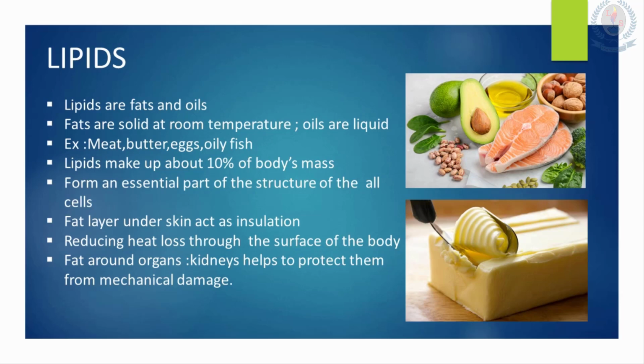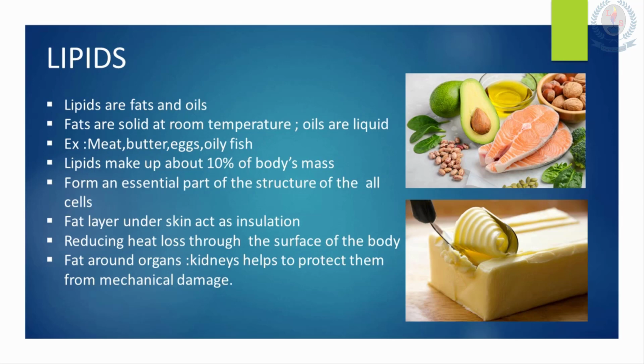So examples are olive oil, corn oil, coconut oil, and also there are some other products made out of oils, such as margarine. And lipids make up about 10% of the body's mass, and they form an essential part of all our structure, all the cells. And the fat layer under the skin acts as insulation, reducing heat loss through the surface of the body.